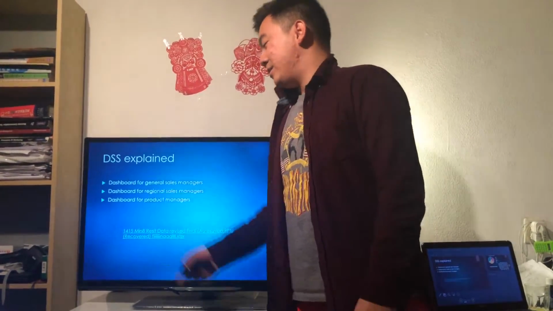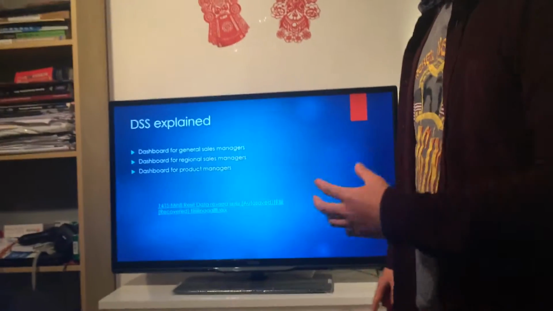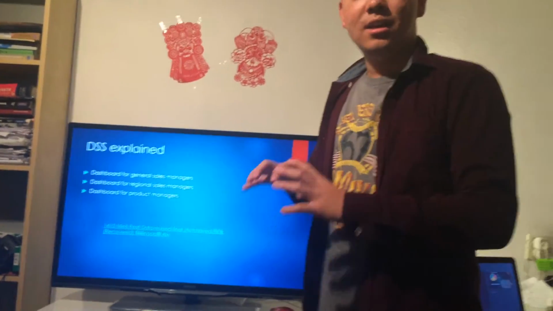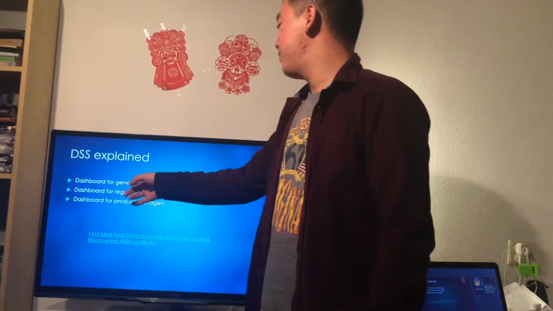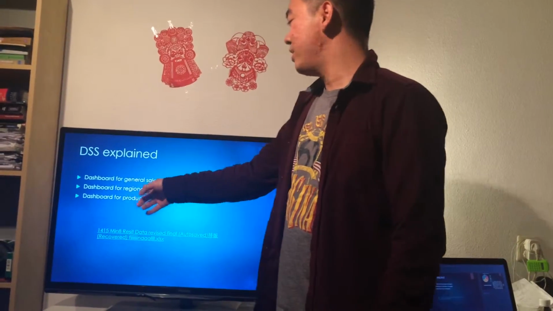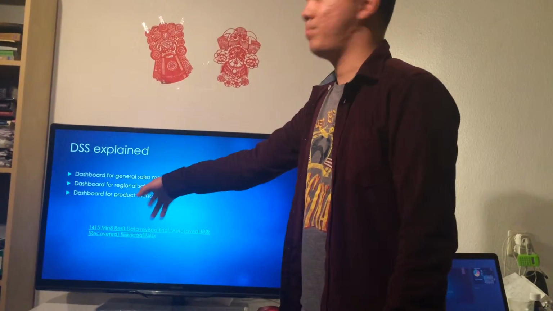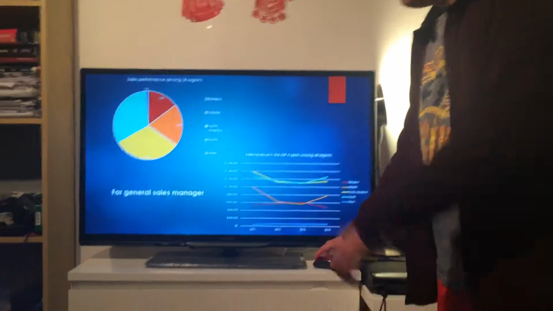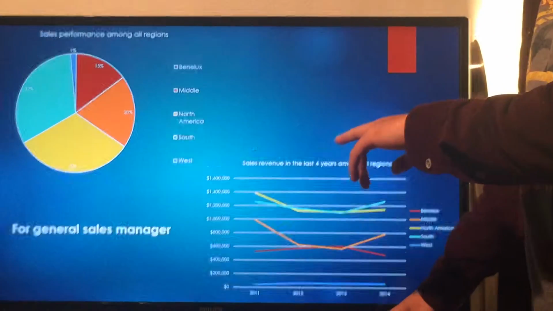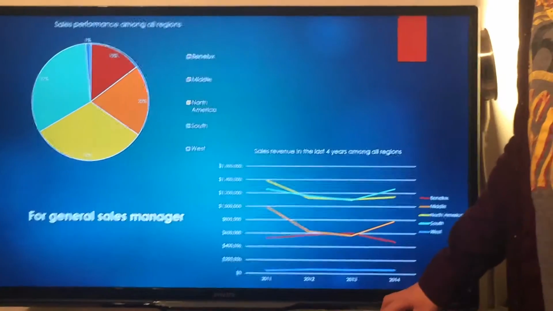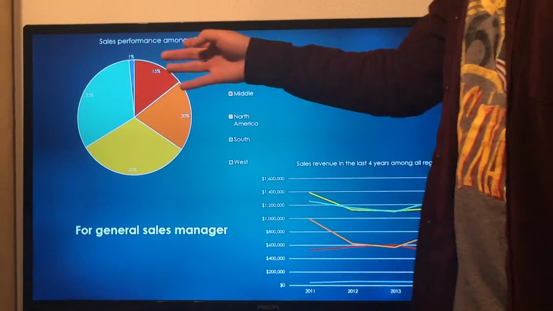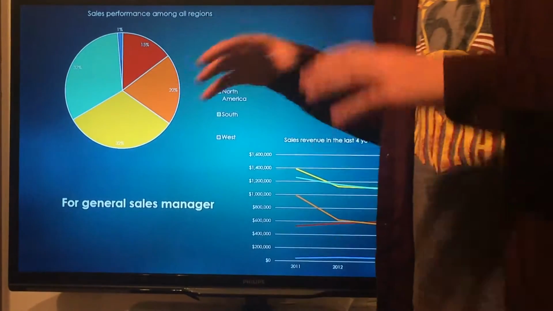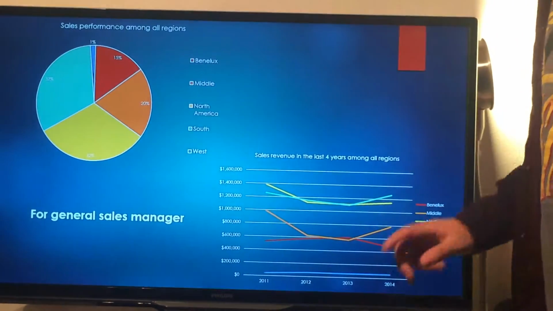Well, this dashboard is designed for actually the CEO of the company, but I specified it into three smaller specific parts. The first is for the general sales manager, the second part is for the regional sales manager, and the third part is for the product managers. And now these are the two tables from the dashboard shown for general sales managers. This is about sales performance among all regions, and this is about sales revenues in the last 4 years among all regions. So it's like general information, so it's for general managers.